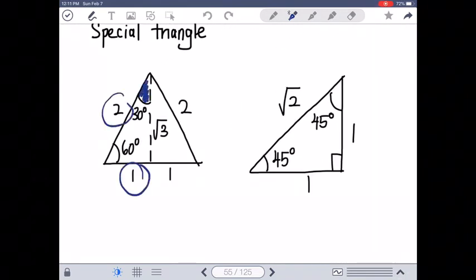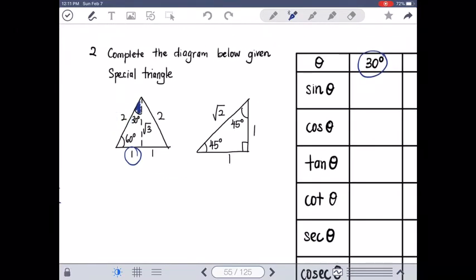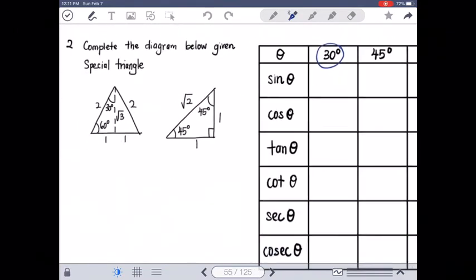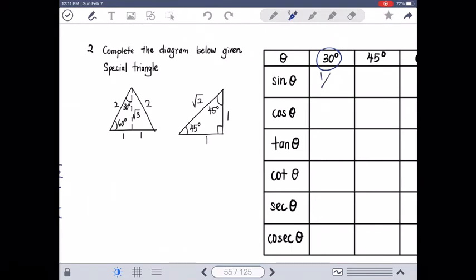sine is just opposite over hypotenuse. So you should get for this one 1 over 2. Cos 30 degrees is adjacent over hypotenuse, so this is the square root of 3 over 2. Tan 30 degrees is opposite over adjacent. So 1 over the square root of 3.